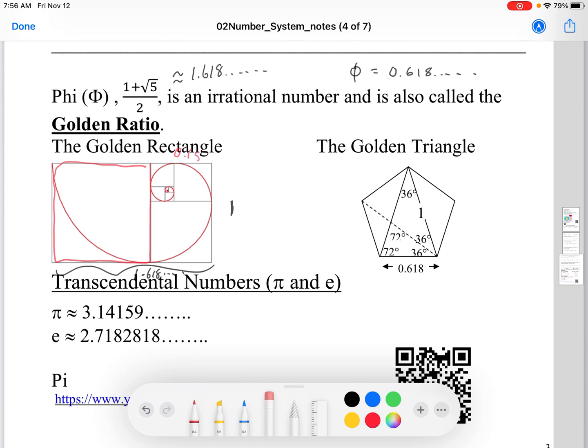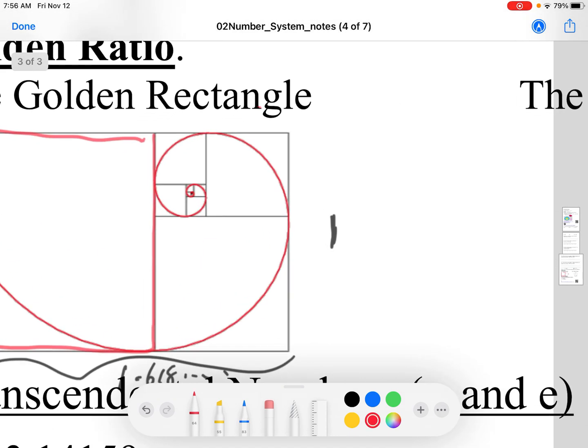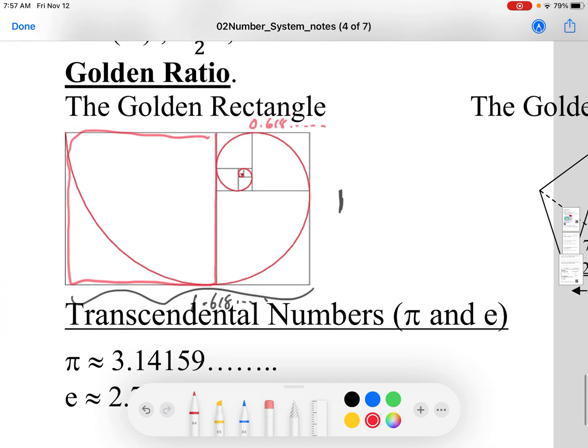Let me just clean that up a bit. I'm going to zoom in. This will be 0.618..., and that ratio to 1 happens to be the exact same proportion as 1 to 1.618. And what ends up happening then is we can regenerate that same rectangle every time we slice it up. And you may have seen this spiral drawn into this diagram, and this is called the Conch Spiral, and it is related to the golden ratio.